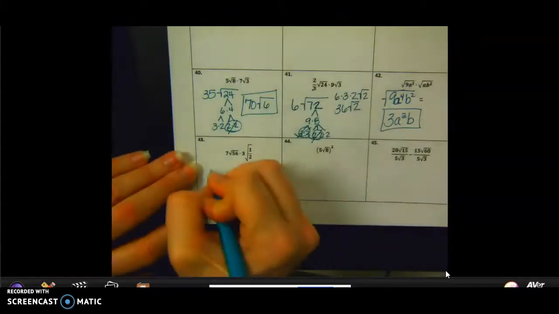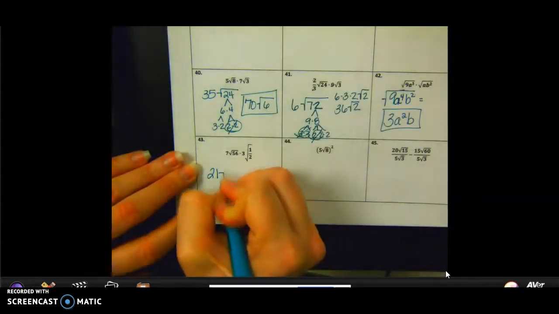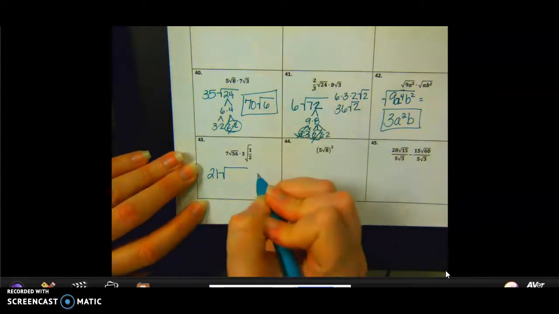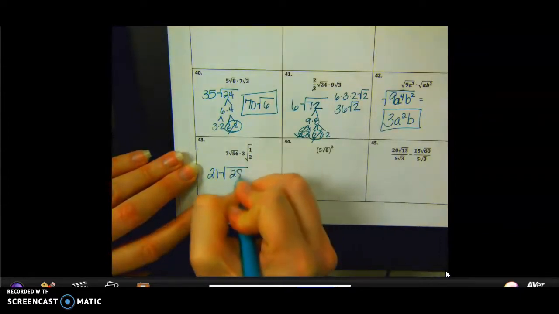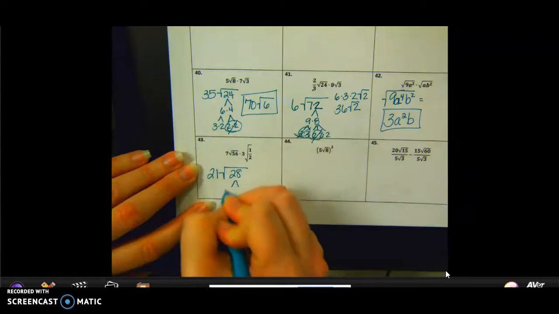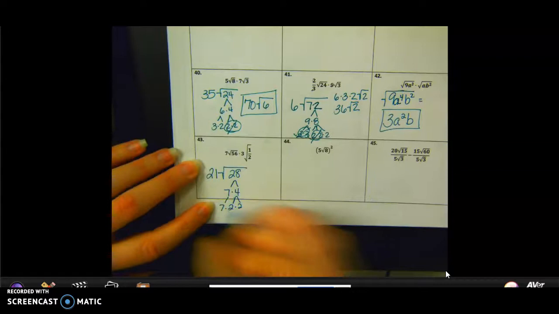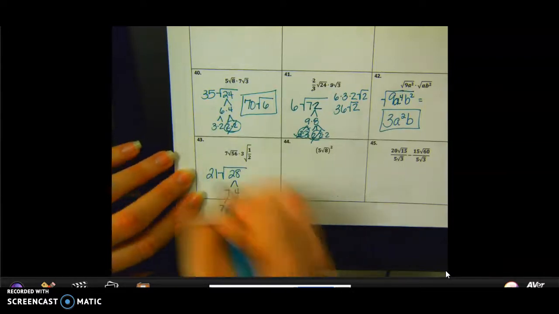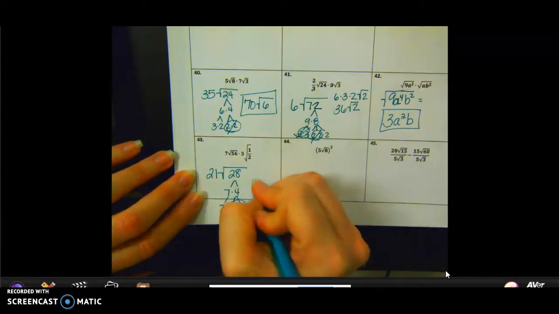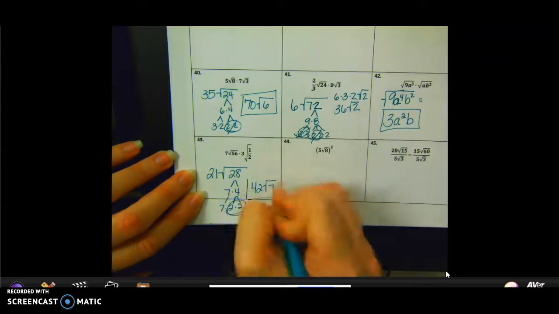Here, outside times outside. 7 times 3 is 21. 56 times a half, so half of 56, which is 28. That's 7 and 4. 4 breaks down to 2 times 2, bring down my 7. I have a pair of 2's. 2 comes out to multiply to the 21, which will give me 42 square root of 7.